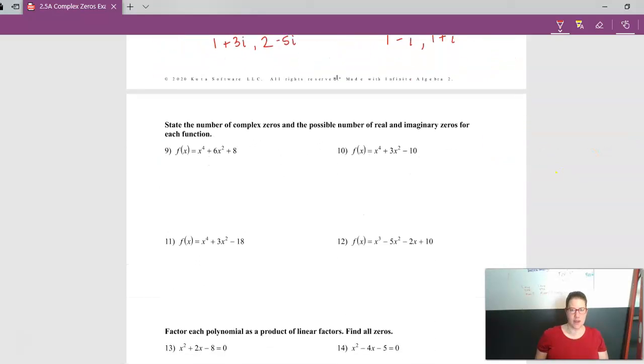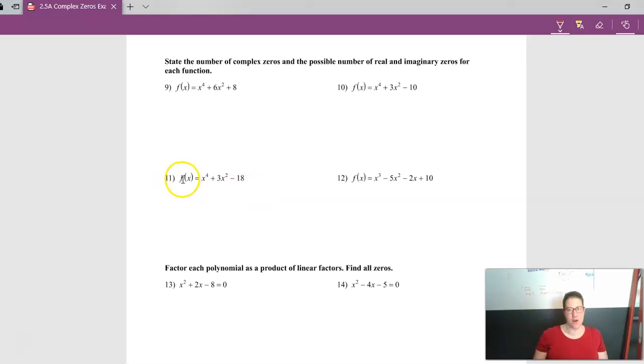All right, so let's go ahead and look at the next section. We have: state the number of complex zeros and the possible number of real and imaginary zeros for each function. It's not asking us to solve anything, it's just asking us to say how many complex zeros there will be, and again, that's just the degree. So like on number 9, there are 4 complex zeros. The second part of the question is asking us to understand that those imaginary zeros always come in pairs. And because of that, there's always going to be an even number of imaginary zeros. So they always have to be even if they're imaginary. The real ones don't have to be even.